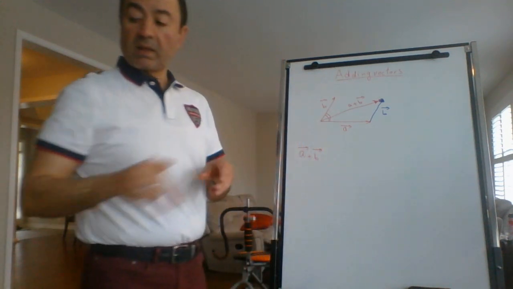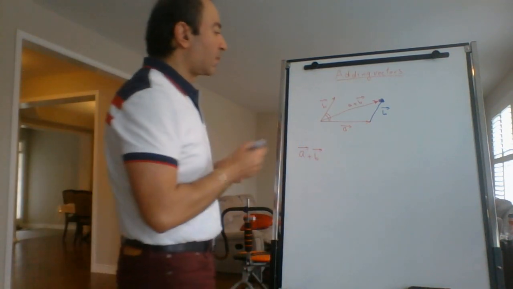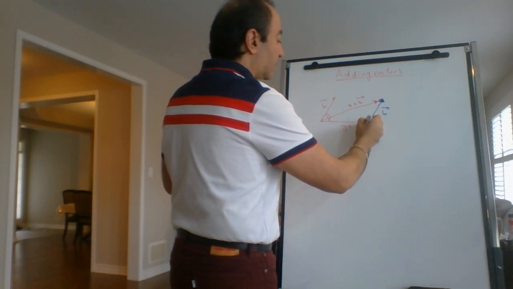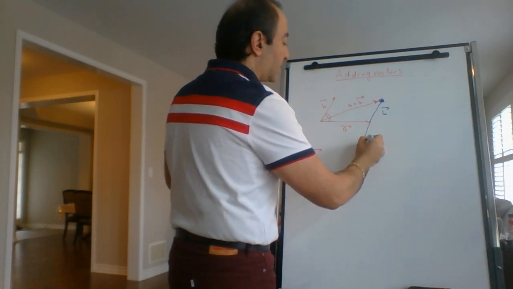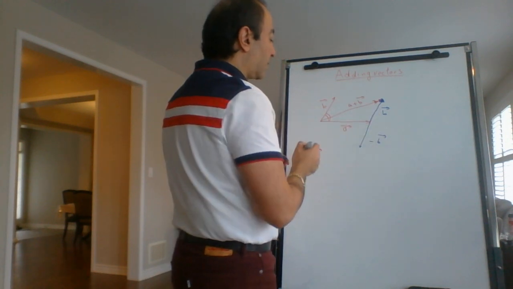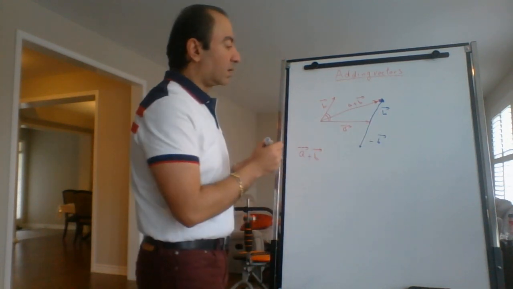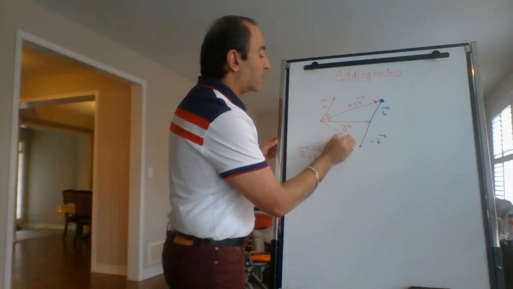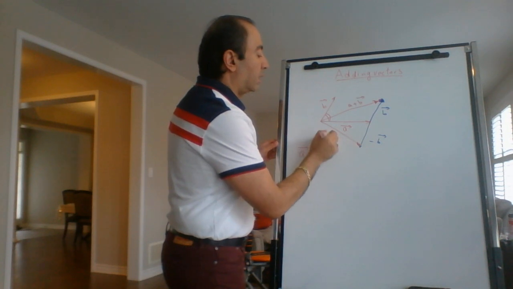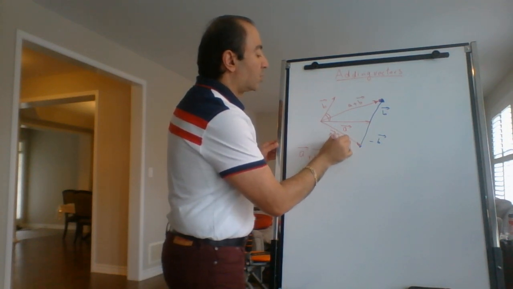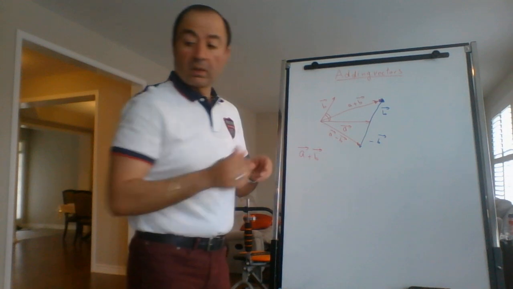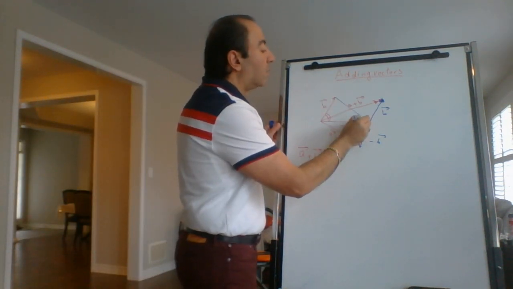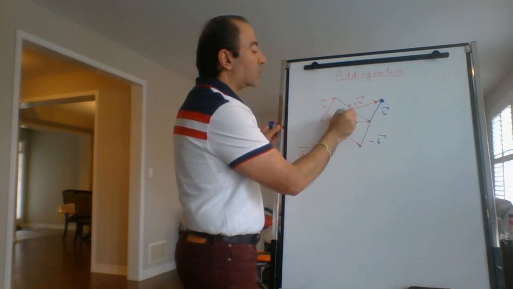Let us say I want to find A minus B. So for minus B, from the head of A, I will draw a vector that represents minus B, the same magnitude as B but in the opposite direction. This will be the resultant vector. This is vector A minus B, which is parallel to this vector, which is the same as this vector, so A minus B.